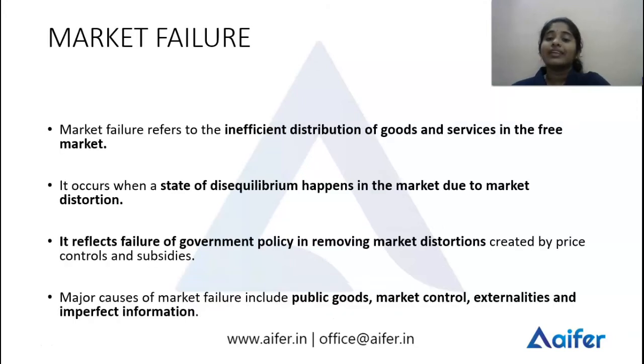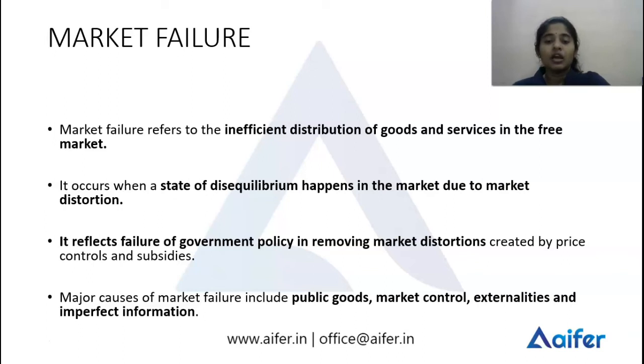So now we have market failure. In the last class, we have already seen the term market failure mentioned, and we also said public goods is a very important cause of market failure. So now let's look at it in a more detailed way. Market failure refers to the inefficient distribution of goods and services in the free market.